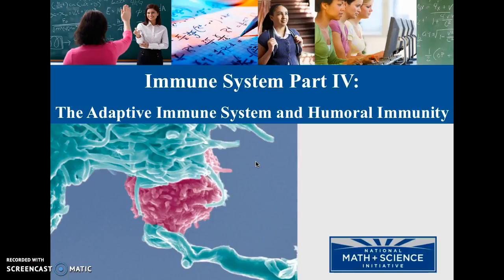This is the immune system part 4. This is the last part of the adaptive immune system, and we're talking about humoral immunity. So we've talked about cell-mediated immunity, and now we're going to move on to the very last part.